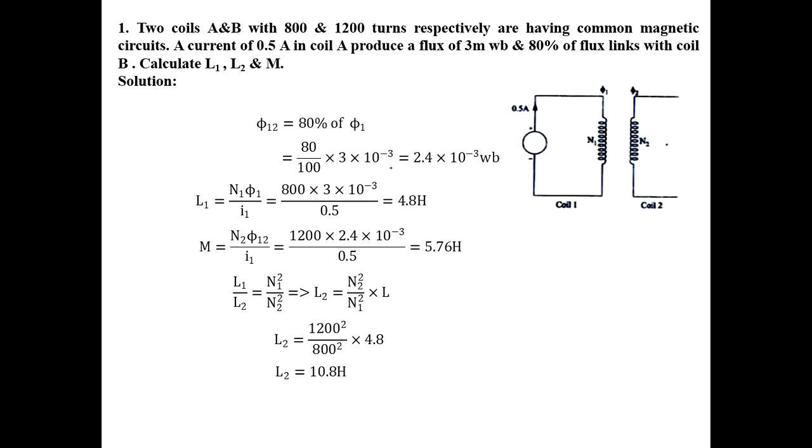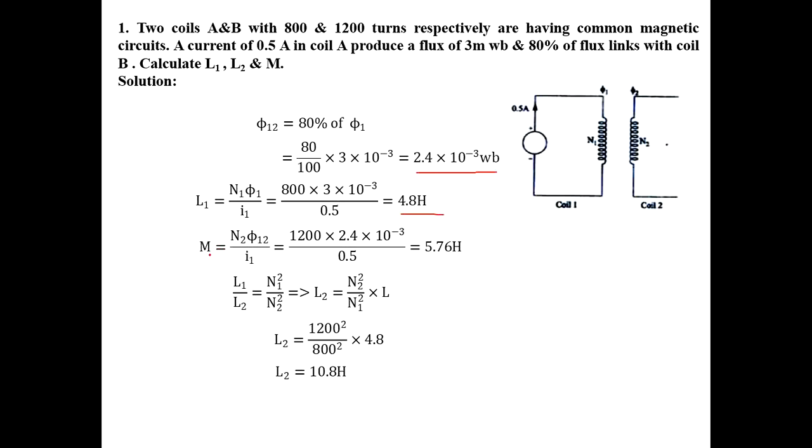This 10 to the power minus 3 represents the milli. Milli means 10 to the power minus 3. We got the answer 2.4 into 10 to the power minus 3 Weber, that is 2.4 milliweber. Next we have to find the L1 value. L1 self-inductance, we know the formula: N1 φ1 divided by I1. We know the N1 value, N1 is 800. φ1 value is given as 3 milliweber, 3 into 10 to the power minus 3, divided by I1 value, which is also given, 0.5, is equal to 4.8 Henry. Next, we have to calculate the mutual inductance.